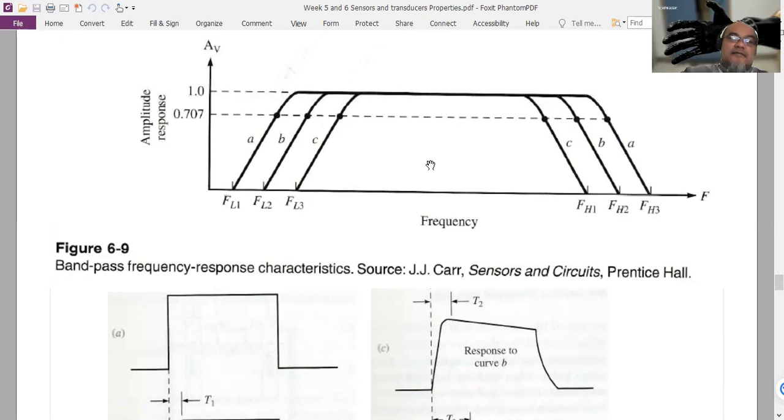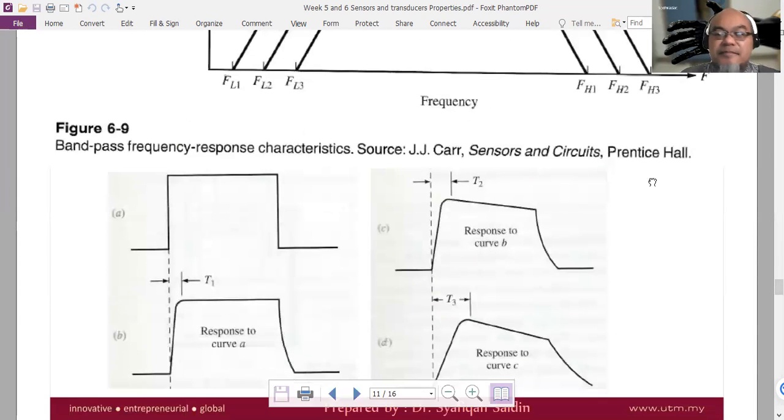And between FL and FH, FH is the high frequency cutoff. That is the frequency above which the signal amplitude response of the sensor also drops below 0.707. Then the frequency width between the low frequency cutoff FL and the high frequency cutoff FH is called the bandwidth, or band pass frequency response characteristic, of that sensor or that system.